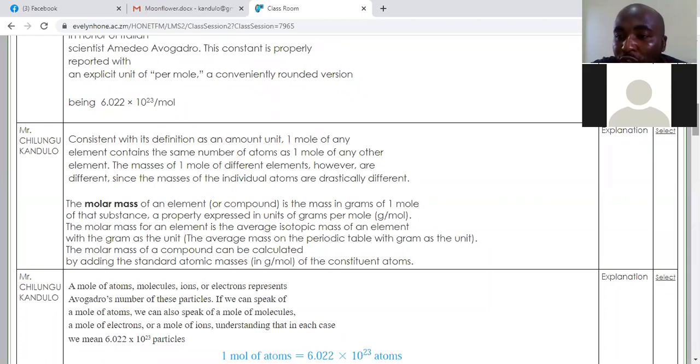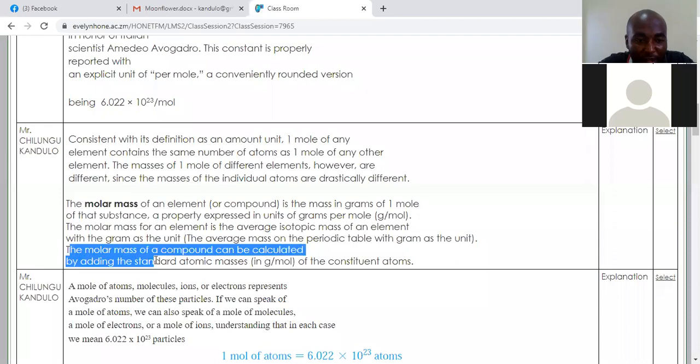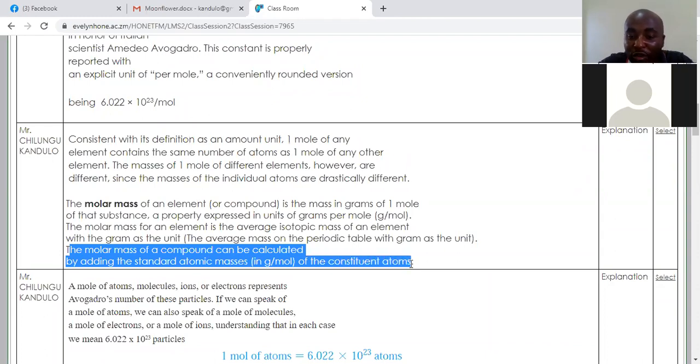So trust your periodic table. If your periodic table is not rounded off, use the values that are there. Then if need be, we'll also be guiding you to say use rounded off values on a question. Then for a compound, the molar mass, there is a point here. For a compound, the molar mass of the compound can be calculated by adding the standard isotopic masses of the constituent atoms in the molecule of that compound.